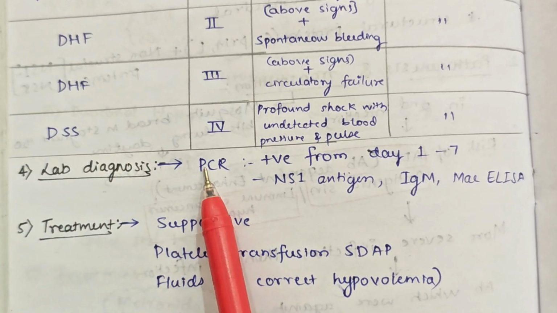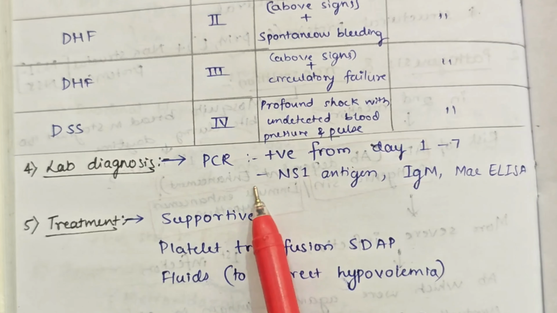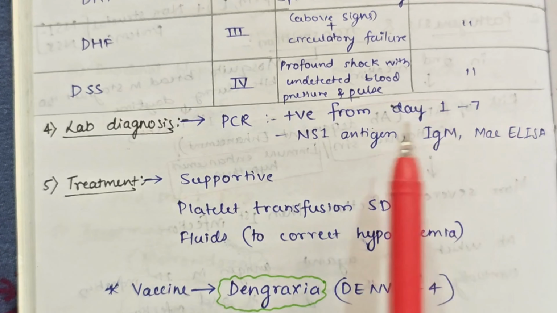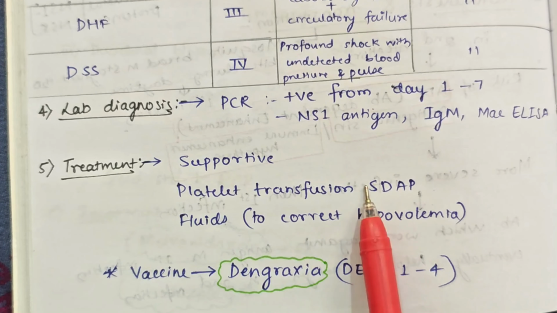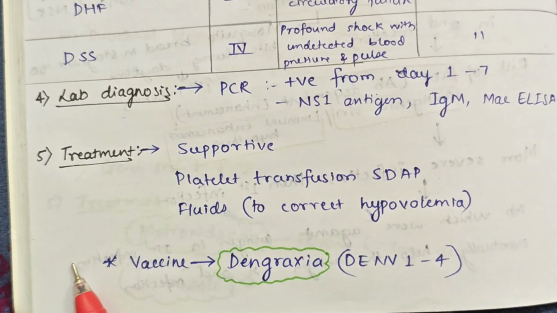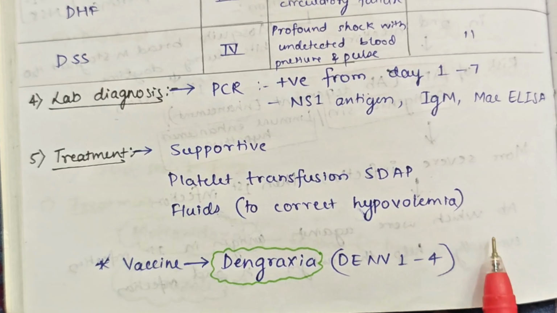Now, lab diagnosis: PCR is positive from day 1 to day 7, and NS1 antigen and IgM MAC-ELISA analysis are done. Treatment: supportive, platelet transfusion, single donor apheresis platelets, and fluids to correct hypovolemia. Vaccines: Dengvaxia works for dengue virus 1 to 4.